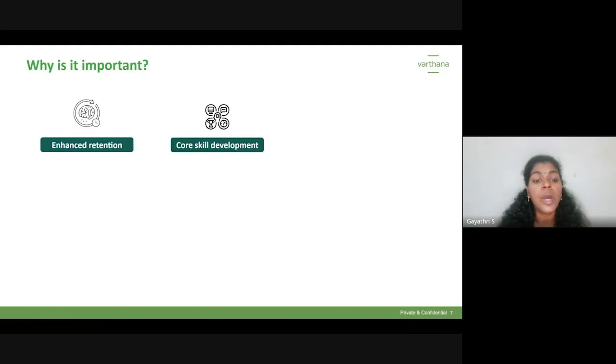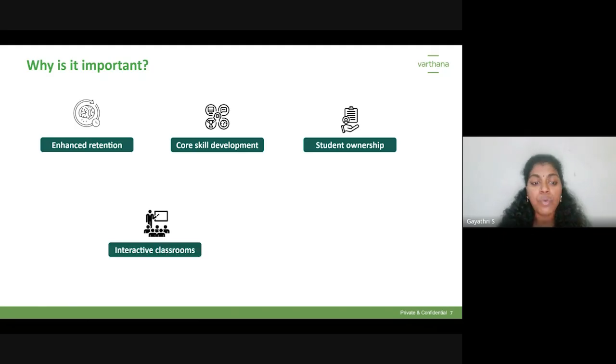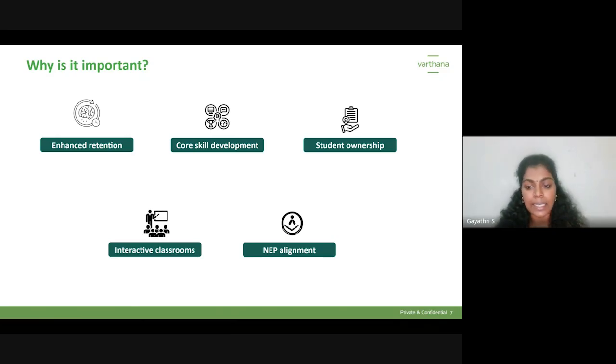Second, this will help them unlock their skill development, be it critical thinking, communication, or problem solving. All these skills will develop. Third, they will take ownership of their own learning process because they are involved in it. Fourth, you will have an amazing interactive classroom. Each and every student will try to contribute their input, opinion, questions, doubts, everything. And finally, this is what even NEP insists on as well: we have to have an interactive classroom for holistic development. So this is why active learning is important.